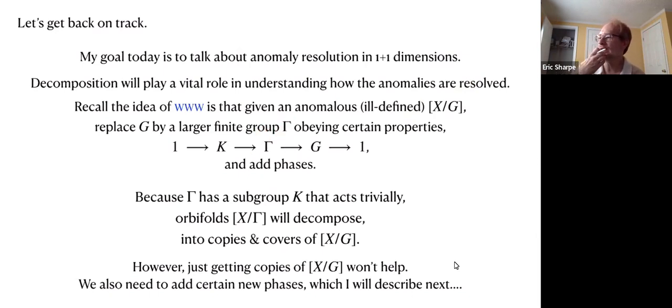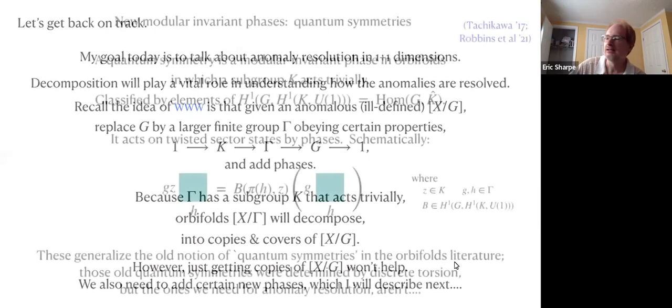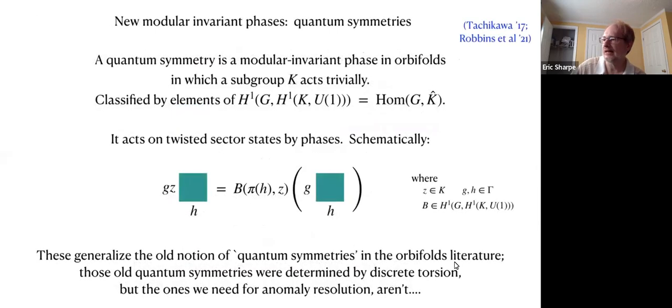Now, if all I did was replace G by a larger finite group, that wouldn't help because that Gamma orbifold would just decompose into copies and covers of the G orbifold. So we have to add some phases, which is an important part of their story. The phases that have to be added are what we decided to call quantum symmetries because they generalize the old notion of quantum symmetries in the orbifolds literature. Basically, for the subgroup that acts trivially on the covering space, we allow it to act on the twisted sector states by phases.